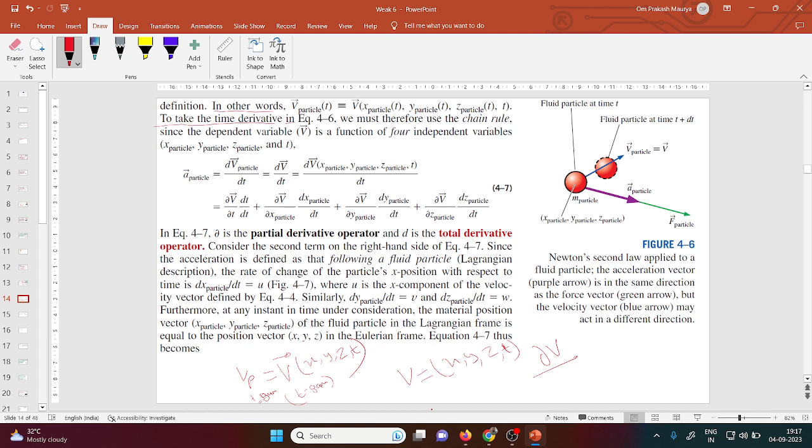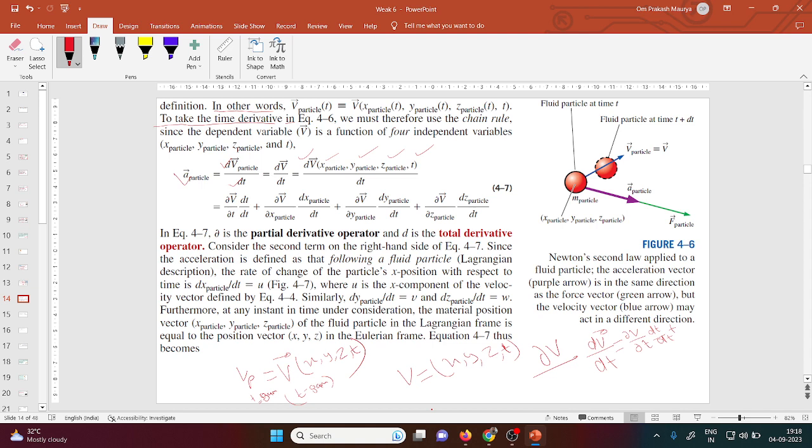So what we do here: the acceleration of the particle will be dv by dt, and at the same time it will also be the change in velocity in the x direction, y direction, z direction at a particular time. So you can write these things like that. The dv by dt is for a single particle, and for the flow field you can write this like that, delta v by delta t. This is the chain rule. So we use the chain rule concept for describing this.